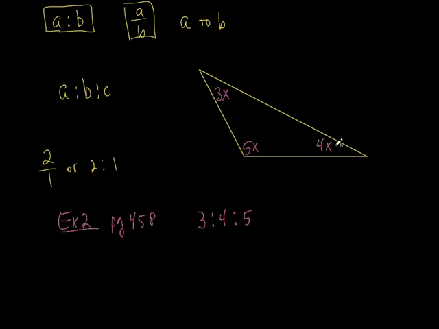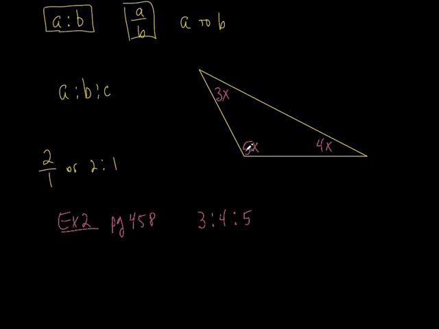Now the 3x, the 4x, and the 5x actually represent the actual measurement of those particular 3 angles. All right? Hopefully that makes sense. Because 3 times x equals whatever that angle is equal to. 4 times x equals whatever that angle is equal to. This one, 5 times x equals whatever that angle is equal to.